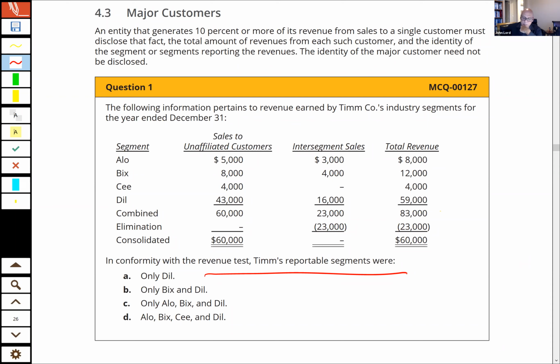Well, maybe you're not able to read my mind. The first thing I have to know is what? I gotta know that the revenue test is a 10% test. If I don't know that, I'm screwed. I'm done. I can't answer this question. Okay. The second thing I have to know is what?